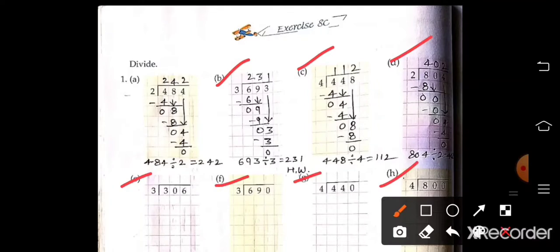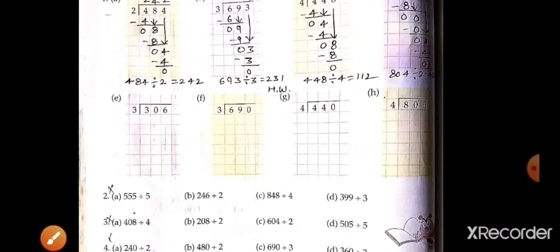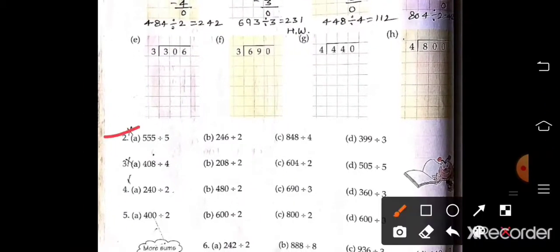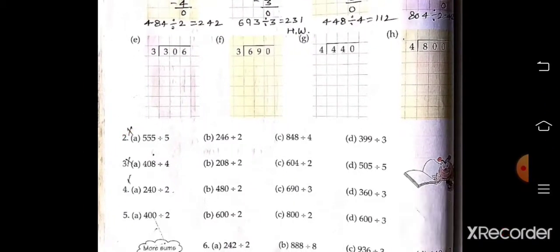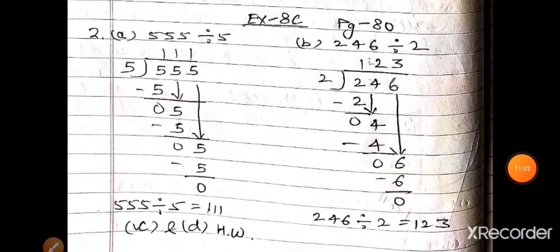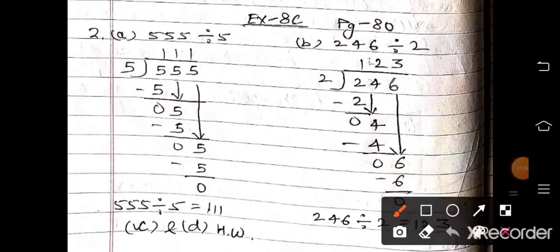Okay, now question number 2. For question number 2 you have to take out your notebook. Write exercise 8C, page number 80. Question number 2, A part, 555 divided by 5. Okay, so write like this first. Then read the table of 5. 5 1 ja 5, remainder 0, subtract and remainder 0. Then again bring down this 5.